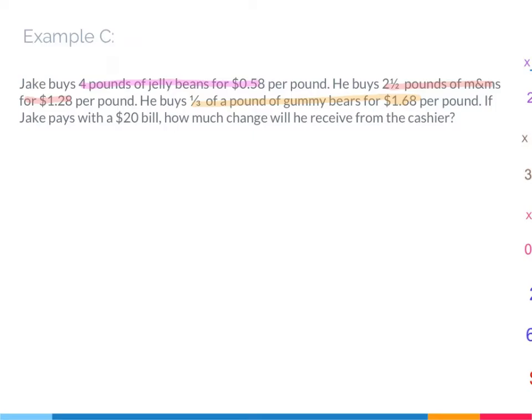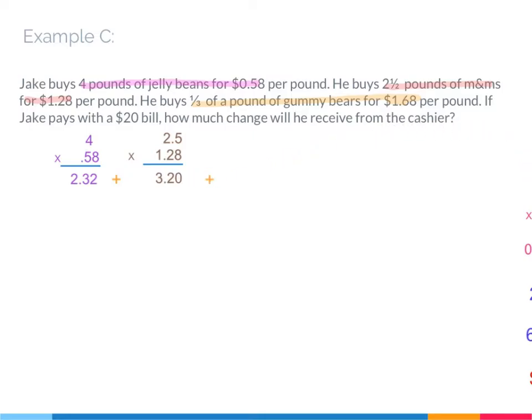So I'm going to be taking my 4 pounds of jelly beans times my 58 cents, because that's how much the jelly beans are going to be worth. When I do that in my calculator, I end up getting $2.32. So that is how much the jelly beans are. But I'm going to add that to how much I pay for M&Ms. So again, M&Ms are 2.5 pounds for $1.28. I can't put that half in my calculator, so I need to know what half is as a decimal. That's 0.5. So I'm going to take my 2.5 times 1.28. And when I do that in my calculator, I end up getting $3.20.